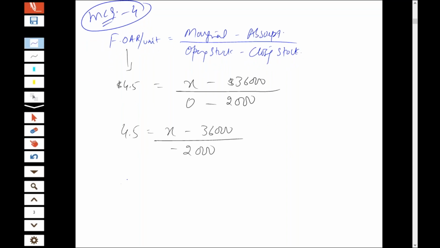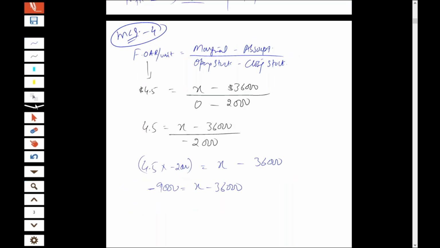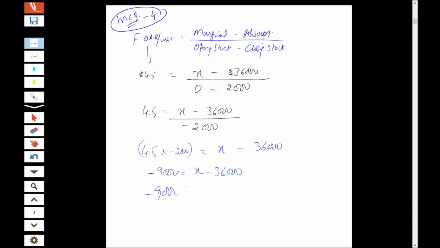And using the basic mathematical trick, 4.5 multiplied by minus 2,000 is equal to X minus 36,000. So 4.5 multiplied by minus 2,000 would result in minus 9,000, which is equal to X minus 36,000. If you further simplify by shifting the figures to the opposite side, then minus 9,000 here will be plus 36,000, and X is your marginal profit. Option B.